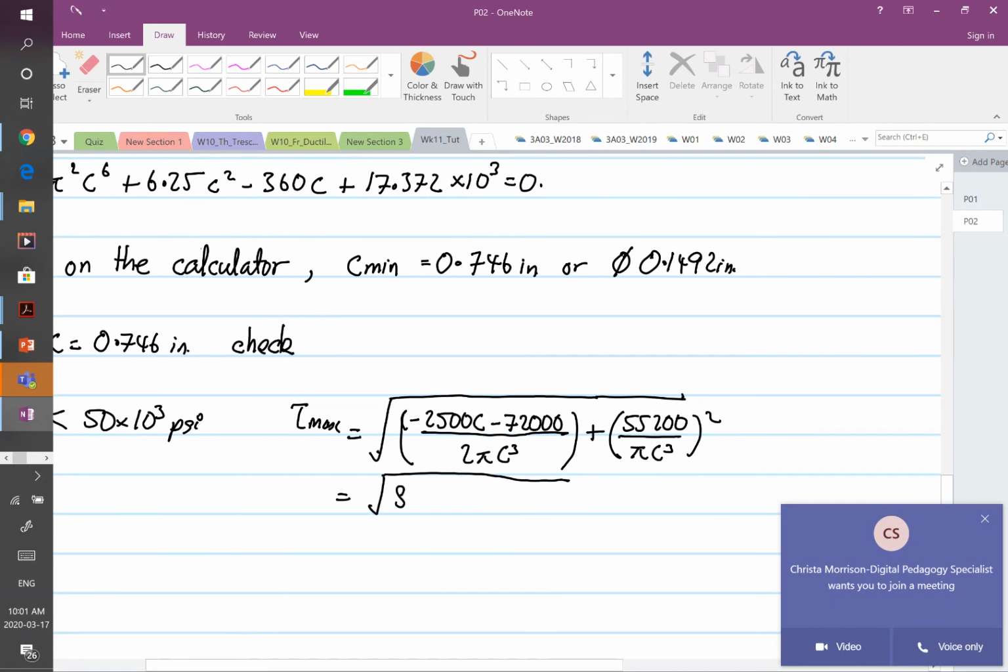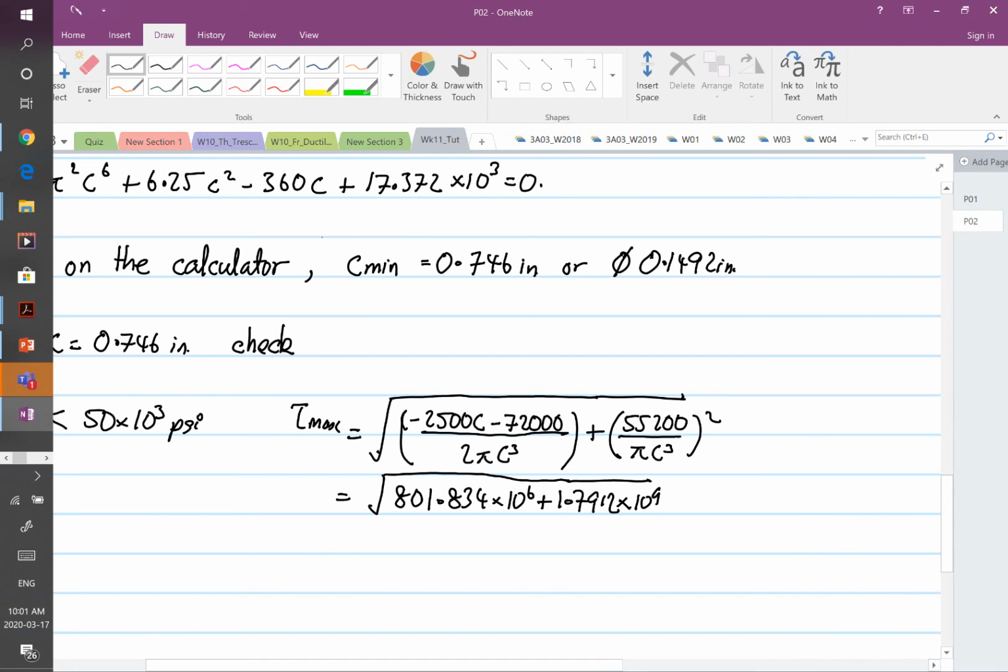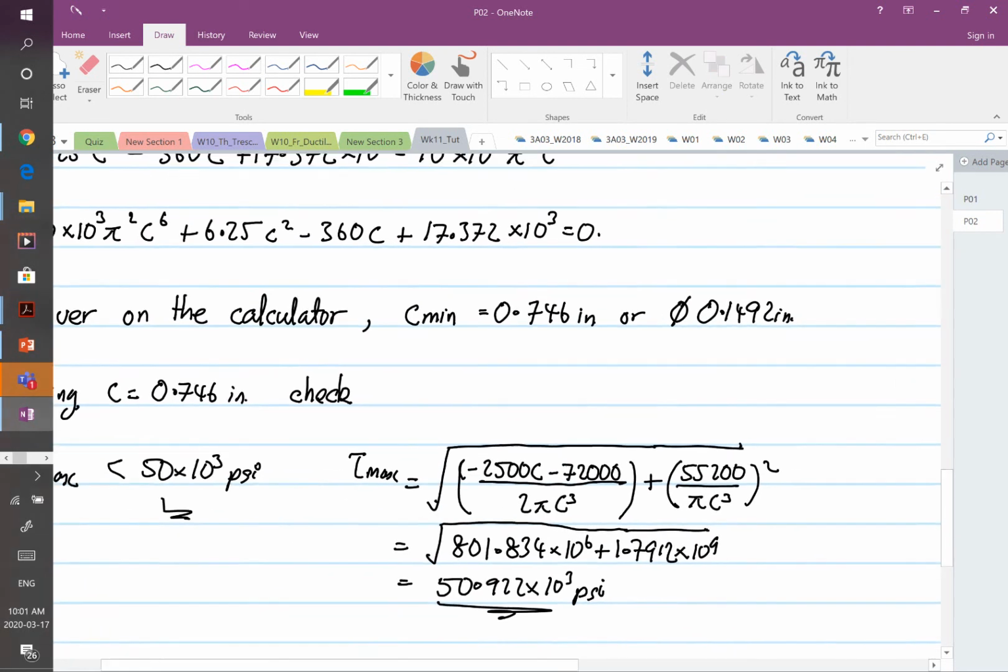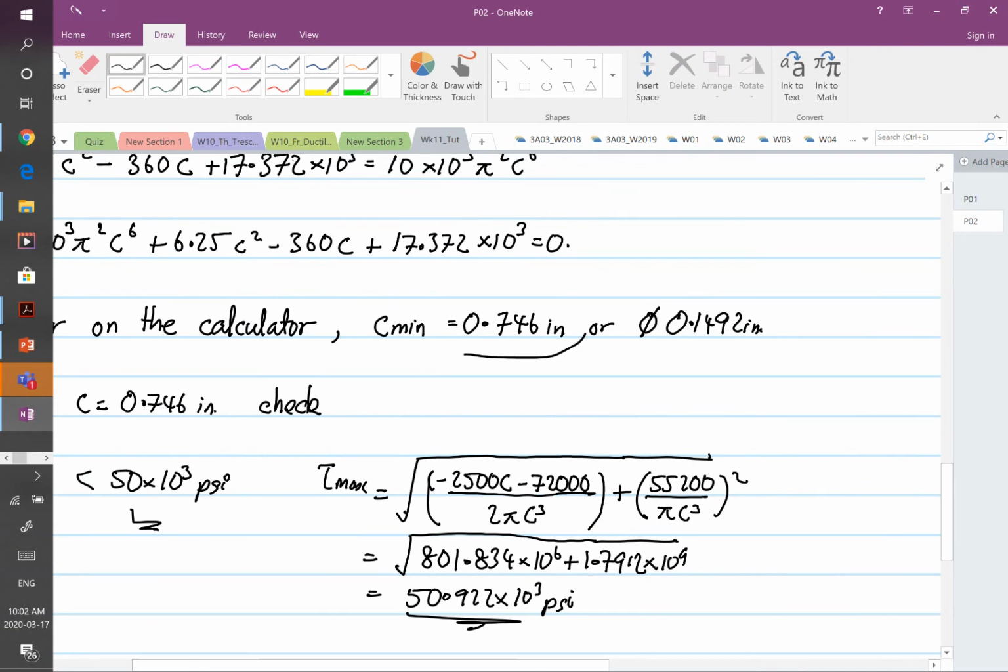So this will be 801.834 times 10 to the power 6 plus 1.7912 times 10 to the power 9. So in this sense, your tau max is equal to 50.922 times 10 to the power 3 psi. As you can see, we are slightly over 50, and this is because we might have a truncation error when we use our calculator. But in the exam, you leave your answer over here, and if you check, you'll get the marks.